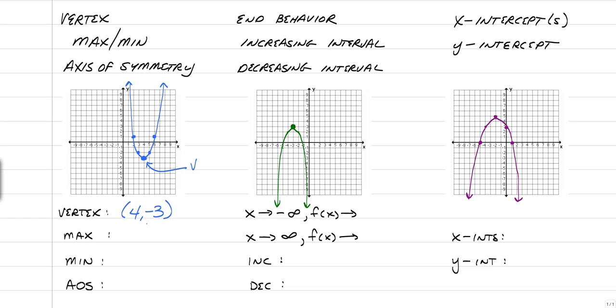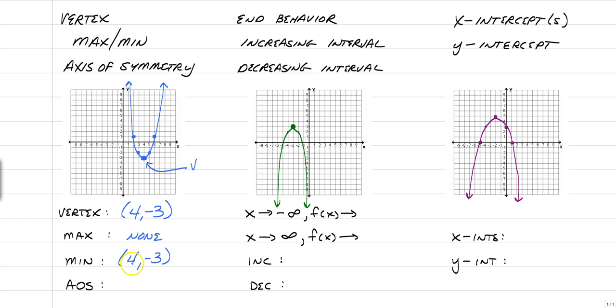Now in a parabola, there's going to be a maximum or a minimum. When we get to other polynomials, such as x cubed, x to the fourth, x to the fifth, we can have multiple maximums and multiple minimums. But in a parabola, you're only going to have one or the other. Now, since the vertex is at the bottom, the lowest point in this graph, that's going to be our minimum. So our minimum is also 4, -3. We do not have a maximum because it goes up forever and ever and ever.